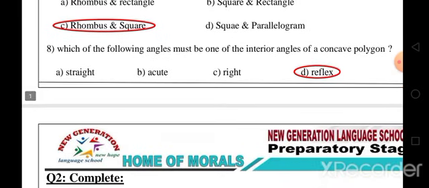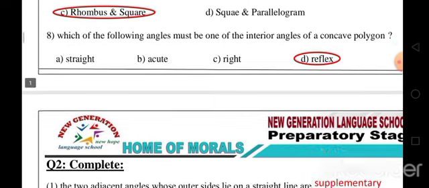Question number 8. Which of the following angles must be one of the interior angles of a concave polygon? A concave polygon must have at least one reflex angle. So to be concave, we must have a reflex angle at least.